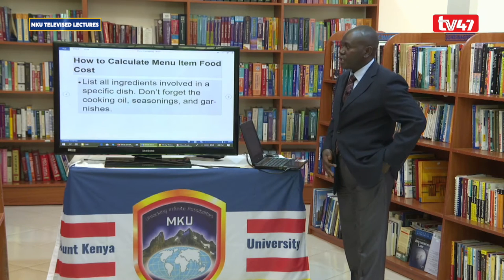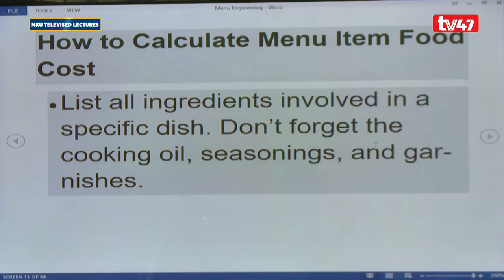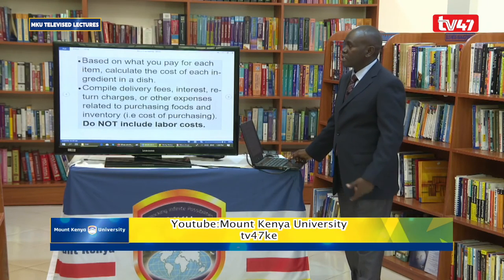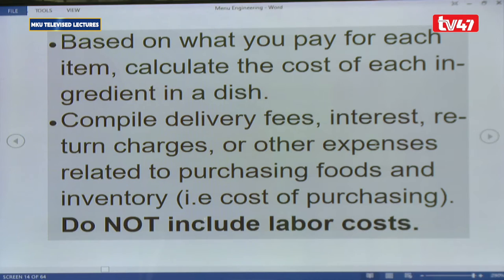We have given you in these notes how to calculate the menu item cost. We start first by listing all the items or ingredients that are involved in a specific dish. Of course, don't forget the smaller ones like cooking oil, seasonings, and garnishes. Those are critical. Secondly, based on what you pay for each item, you calculate the cost of each ingredient in a dish. And thirdly, you compile delivery fees, interest, and even return charges or any other expenses regarding the cost of purchasing. But don't include the labor costs in this case.